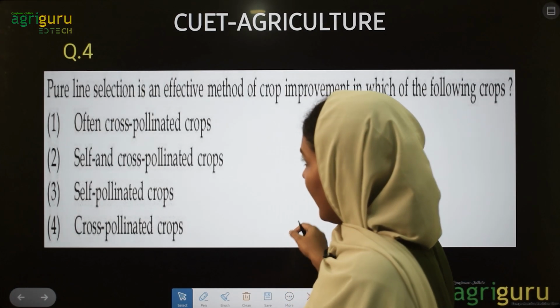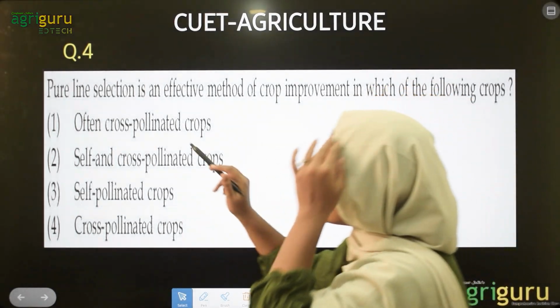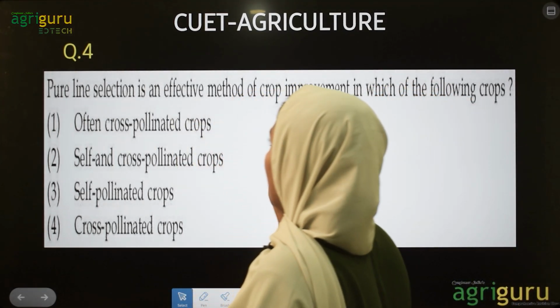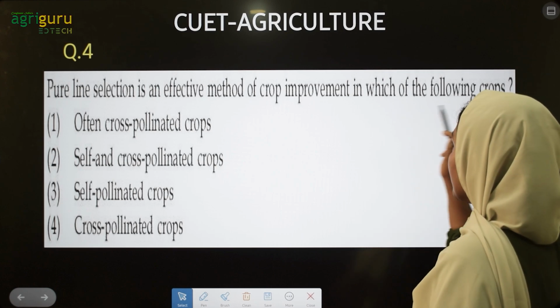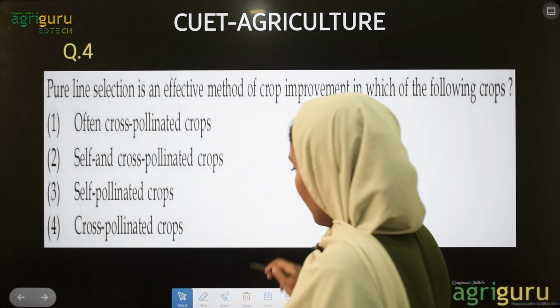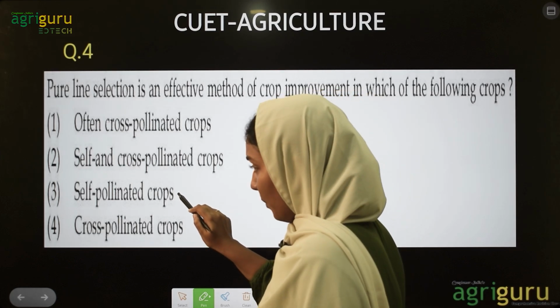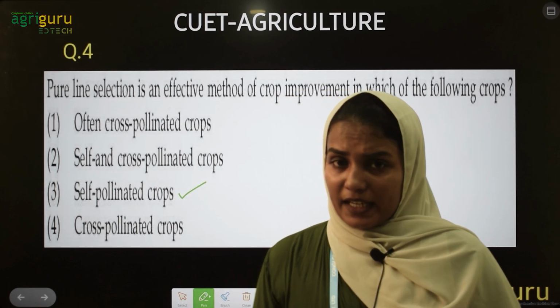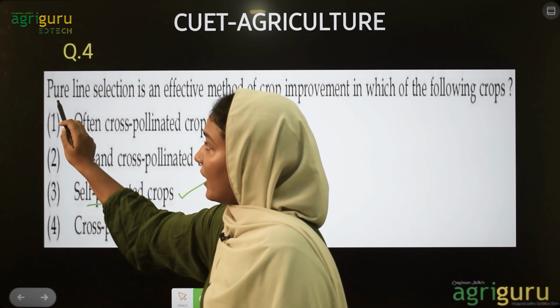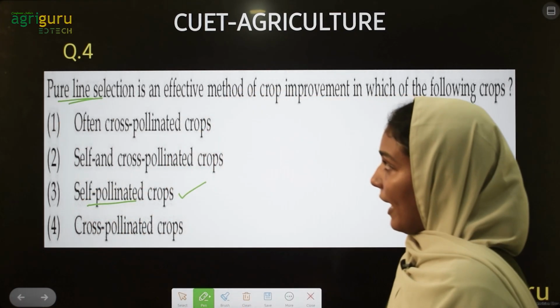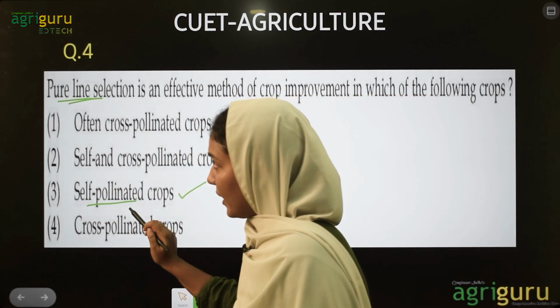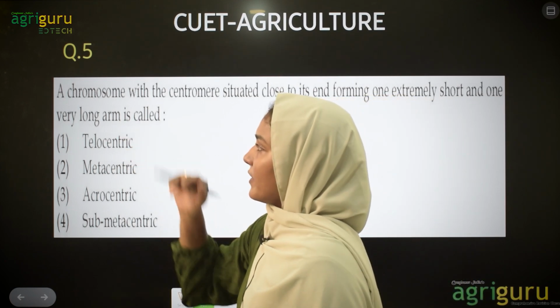Let's move on to the next question, that is, pure line selection is an effective method of crop improvement in which of the following crops? Pure line selection is practiced usually in self-pollinated crops like rice, wheat, etc. for getting pure lines. So the answer here is self-pollinated crops. Next question, that is question number 5.